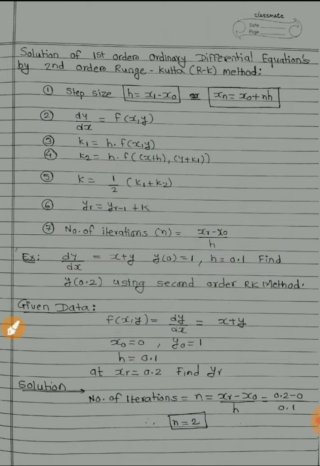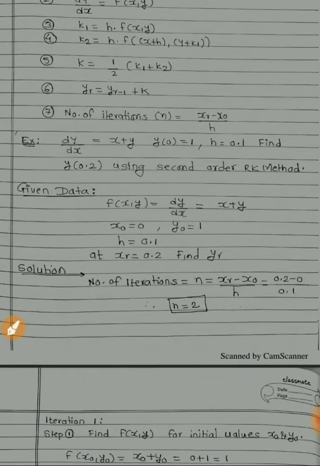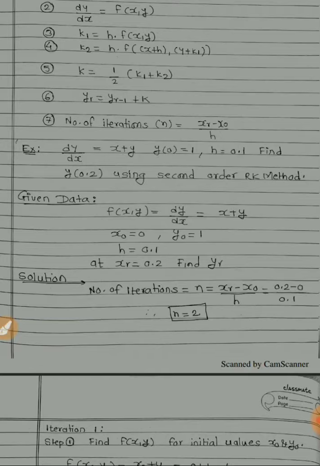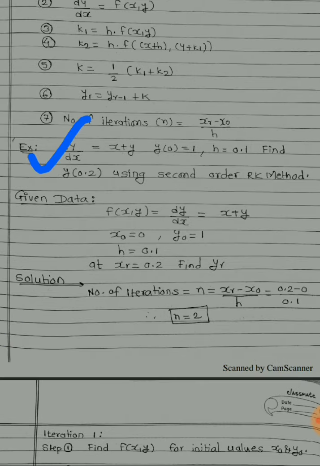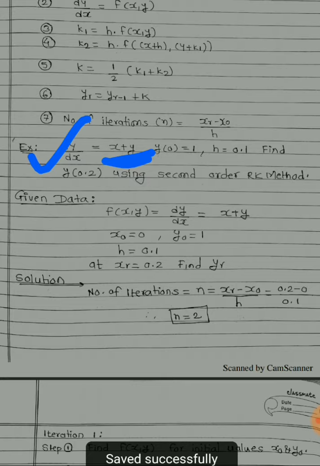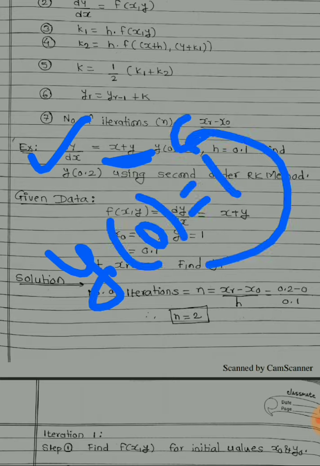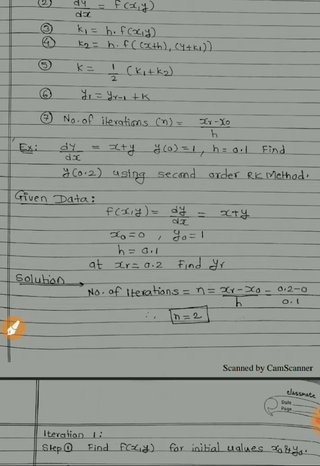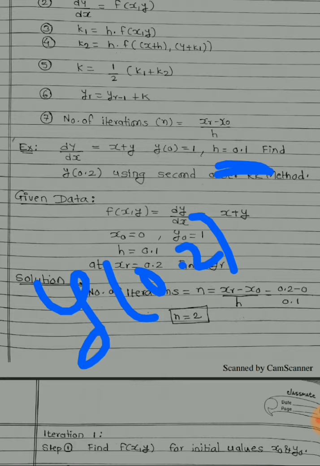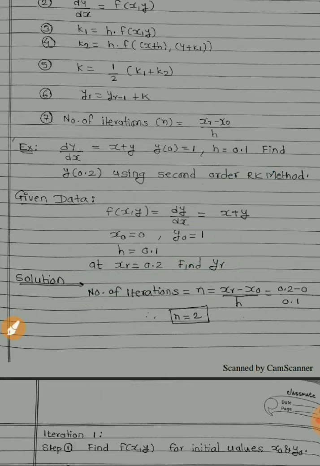Then we'll take one example to implement the method which I have just now explained. In the first example itself, dy by dx is equals to x plus y, and y of 0 is equals to 1. This is initial value given. One more thing which is given in the problem is h. h is equals to 0.1. We are supposed to find out y of 0.2. y of 0.2 has to be found out by using second order RK method.